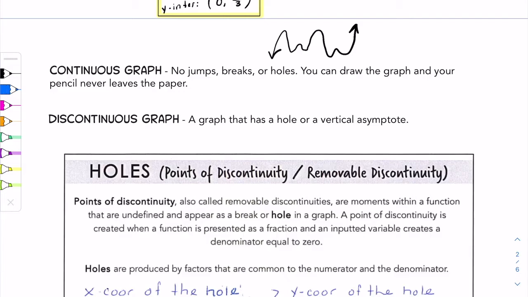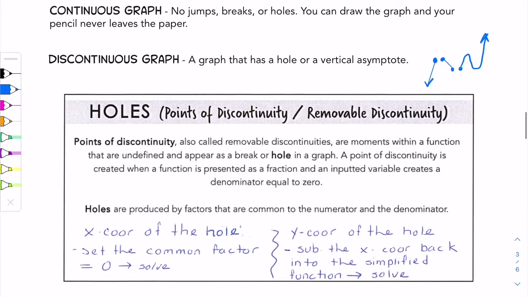A discontinuous graph is the opposite. It's when your graph has different parts to it. So this graph has different endpoints and starting points. When we graph rational functions, we have horizontal, vertical, or oblique asymptotes, which will also create a jump or a break in the graph.